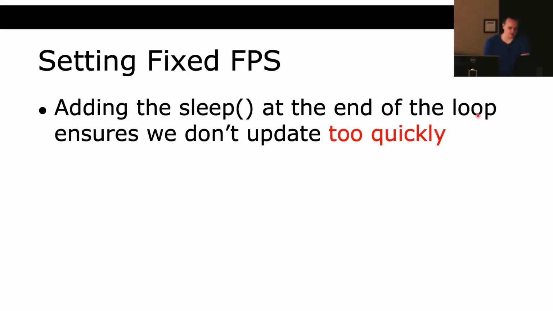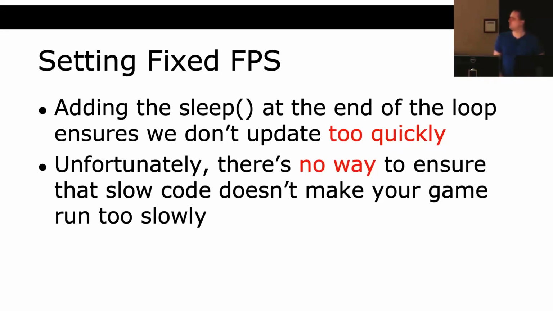So adding the sleep at the end of the loop ensures that the game won't update too quickly, right? So we can set a maximum FPS, but we can't set a minimum FPS. I talked about this briefly earlier, but there's no way to ensure that your code is fast enough to be done in the amount of time that we want. The only way to do that is to actually go and optimize your code.